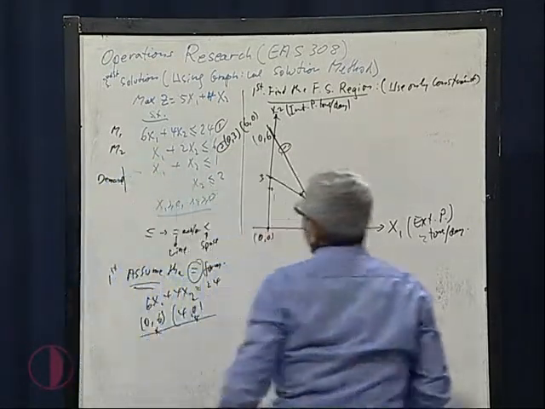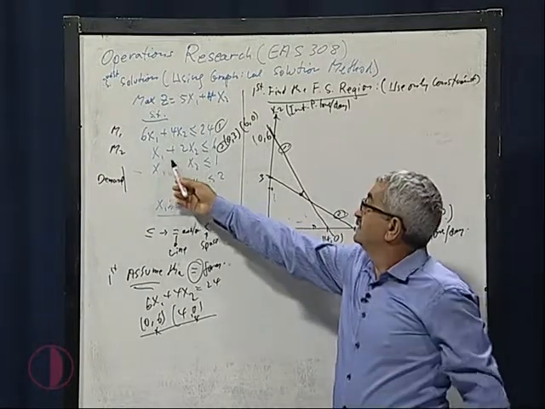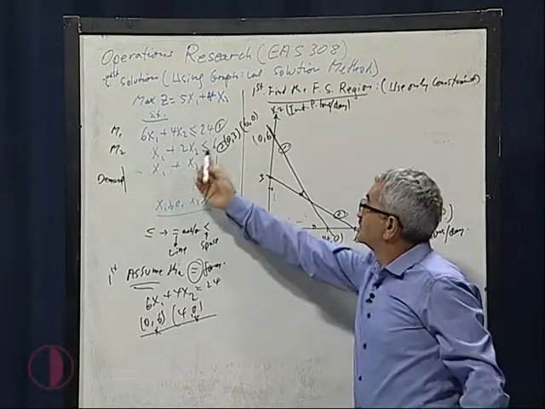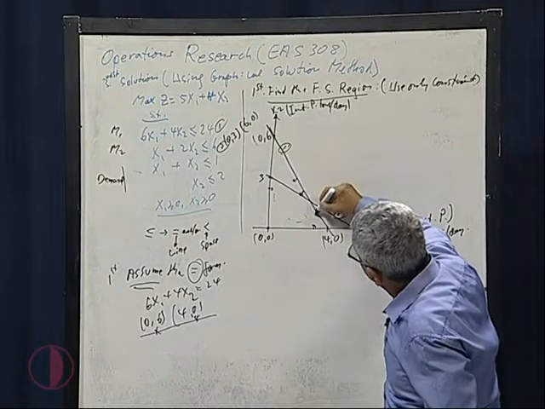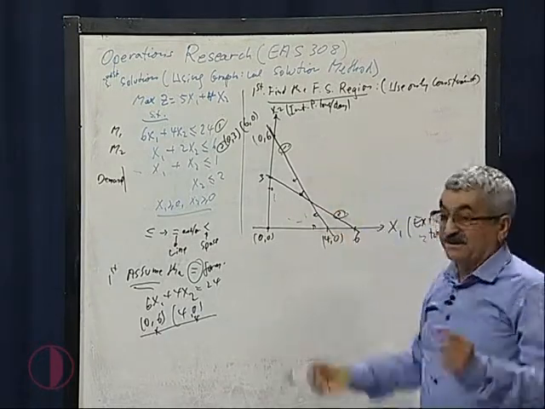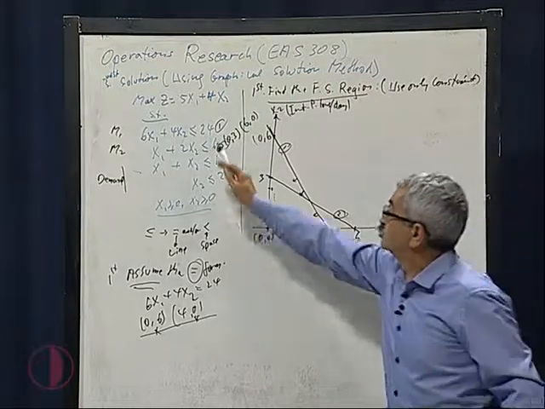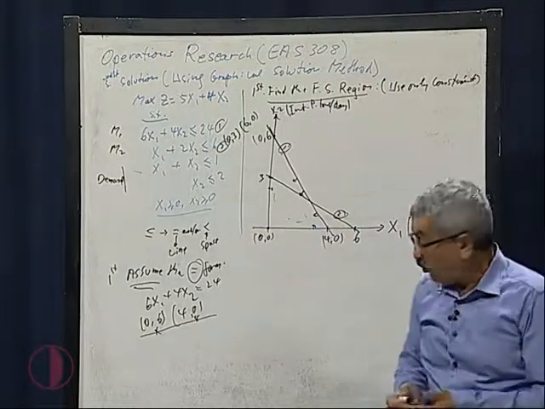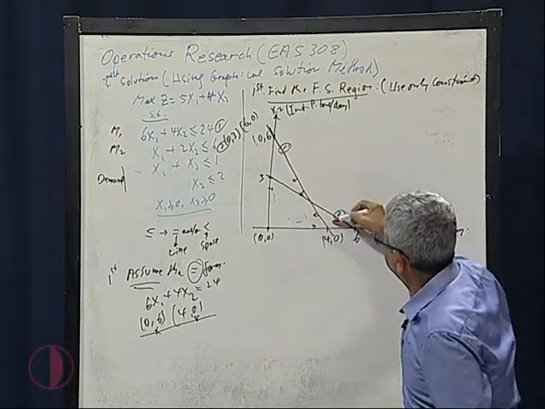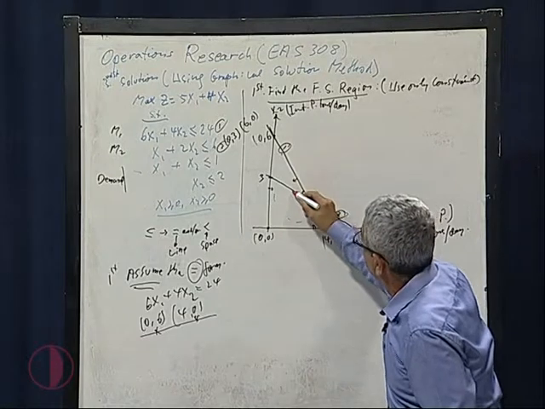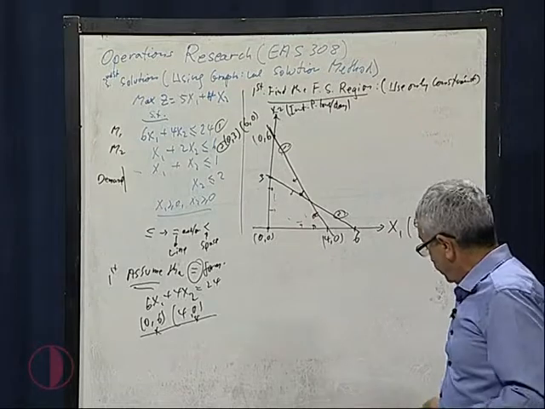Which side? Again, we use the checkpoint (0, 0). Is 0 plus 0 smaller than 6? Yes, so it means this side. But for feasibility, as you remember from the last lecture, we said that all constraints should be satisfied. So now this part is not feasible anymore, and this part is not feasible anymore. Only these are feasible. But still we have some more constraints.